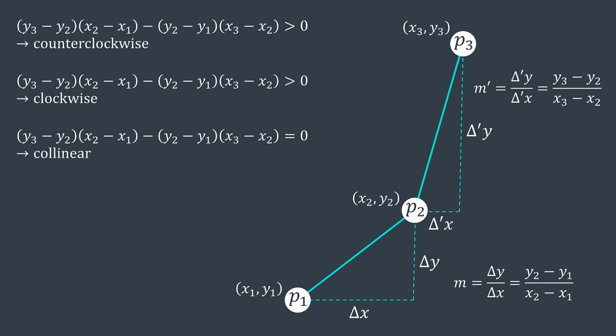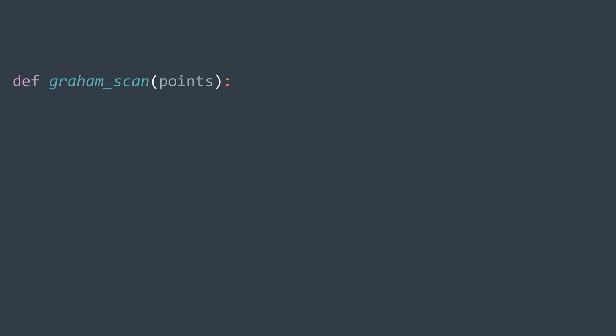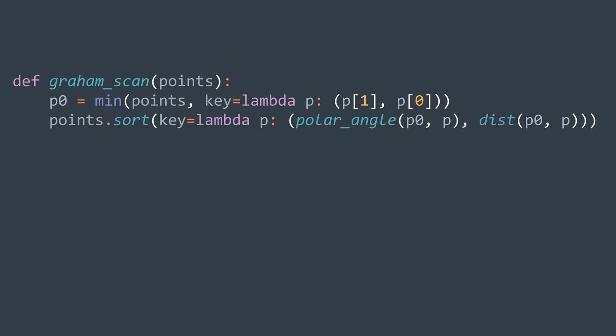Now we can start writing our solution. We start by finding P0, the bottommost leftmost point. We write min points, where the comparison key is the y-coordinate, then the x-coordinate. After it, we sort the points, where for point P, the key is the polar angle between P0 and P, then the distance between P0 and P, to say that if 2 points have the same polar angle, the one that is closer to P0 comes before the other one.